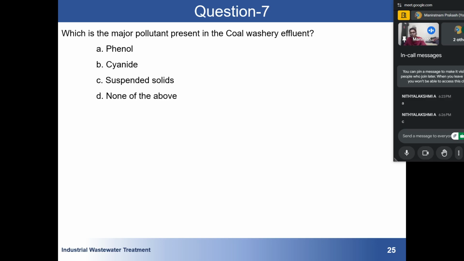Which is the major pollutant present in coal wash effluent? Anyone? These are very simple questions. Anyone? I don't know why no one has joined today's session.